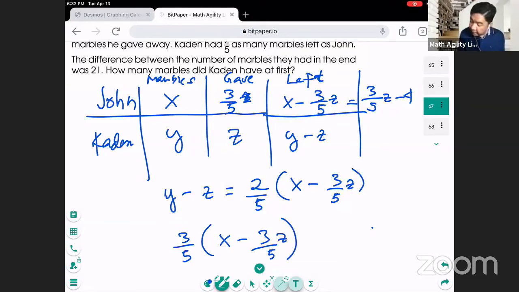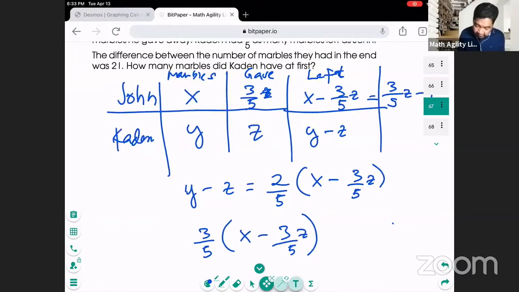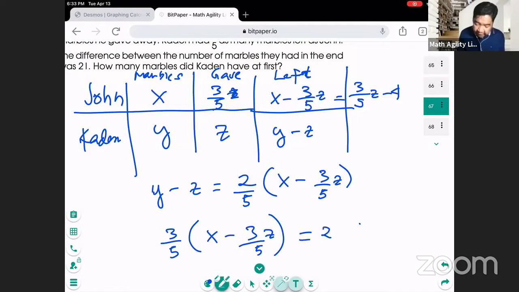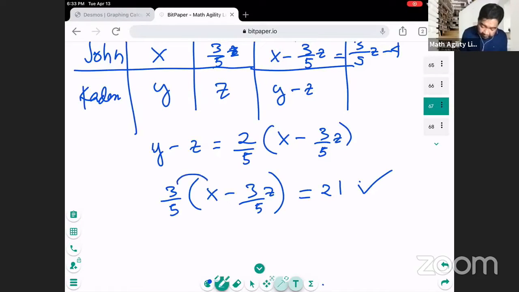And it says here, the difference between the marbles they had in the end was 21. So if you take the difference of what was left to John and Caden, it is 21. So this would be the case: 2/5 and then 3/5 of that is equal to 21. So we can distribute 3/5 of x right here and this one here. So 3/5 x minus 9/25 of z is equal to 21.